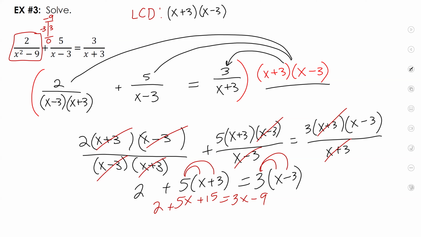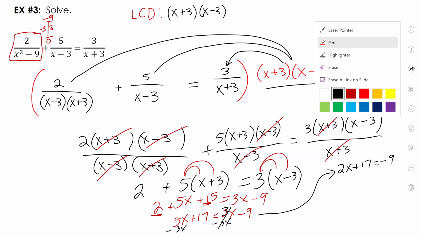Okay, I'm going to combine terms. So we can do 2 plus 15, that's 17. So we'll have 5x plus 17 equals 3x minus 9. Put the x's on one side, that's a 3. So I'm going to subtract 3x, subtract 3x. I'm left with 5x minus 3x is 2x.